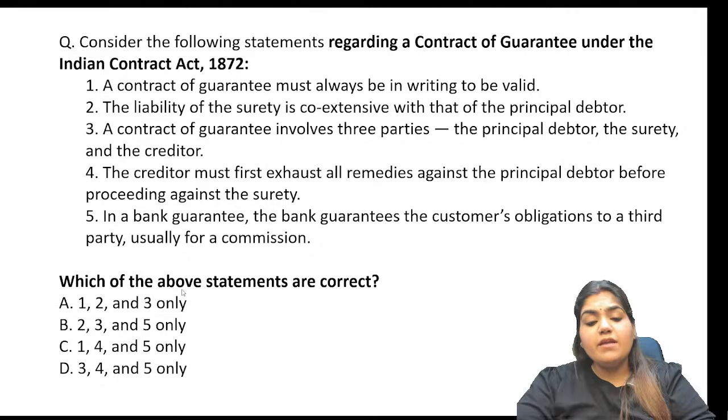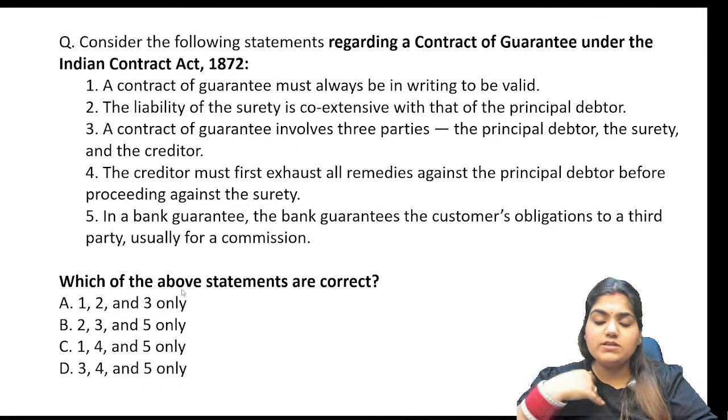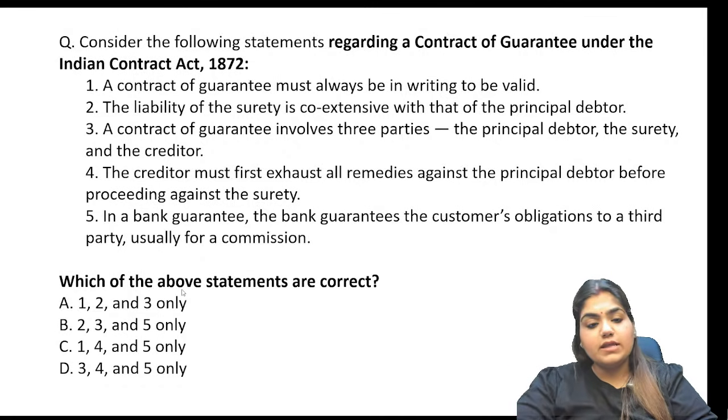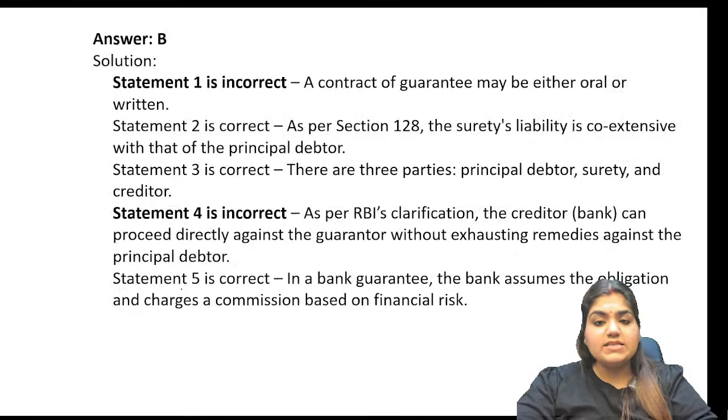The creditor can proceed directly against the guarantor. My bank can sue my father directly. He does not need to sue me first. He can directly sue the guarantor. So statement number 4 is also incorrect. 1 and 4 are incorrect. 2, 3, 5 are correct. That will give us B as the correct answer.